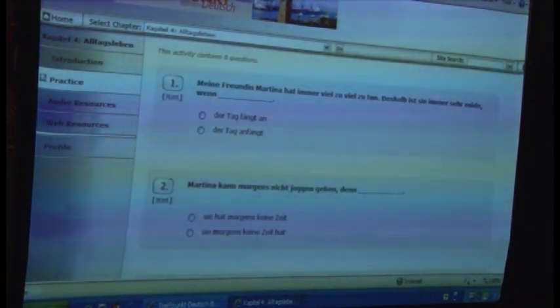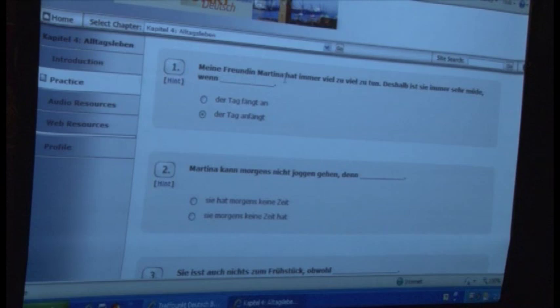Meine Freundin Martina hat immer viel zu tun, deshalb ist sie immer sehr müde, wenn, what did we just say? When pushes the verb to the very end, wenn der Tag anfängt, ja? Sie ist immer sehr müde, wenn der Tag anfängt. What does this mean? Meine Freundin Martina hat immer viel zu tun. Deshalb ist sie immer sehr müde, wenn der Tag anfängt. Always try to understand what you're saying. Don't just do the grammar. Oh, verb at the end, yeah, great, but what does it mean?